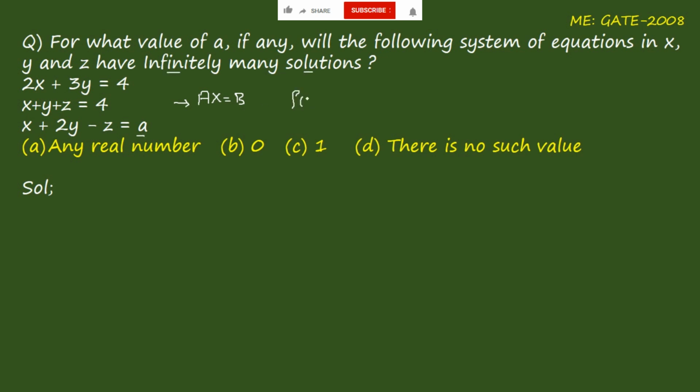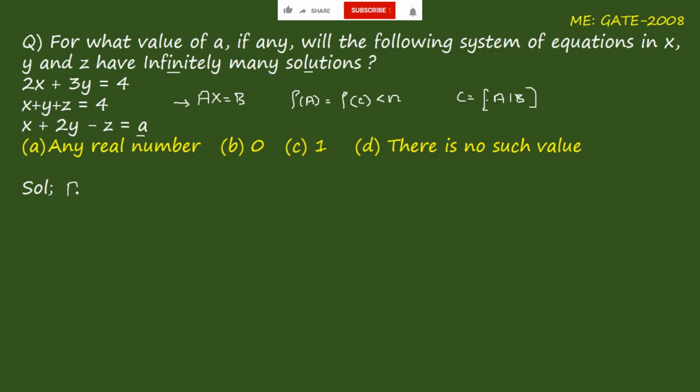Means the rank of A is equal to the rank of C, which should be less than n. What is n? n is nothing but the order of A and C. And C is nothing but the combination of A and B, right? So first we'll be writing down the matrices.